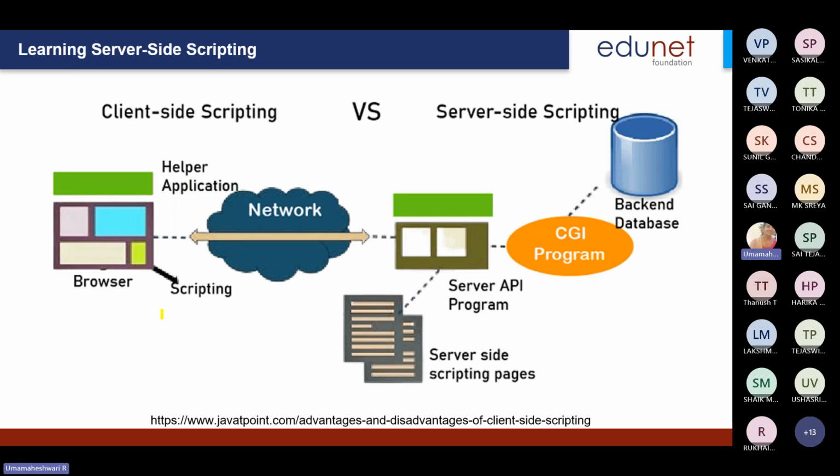First, we can understand the architecture. So how is it going to process? So client side scripting and server side scripting. We already know client side scripting, that is JS, right? For server side scripting, we are going to learn about JSP. Clear? So let's see the browser. There is some scripting language written and it is connected through the network to the server API program, and the server scripting page is analyzed and it interacts with the backend database, right?